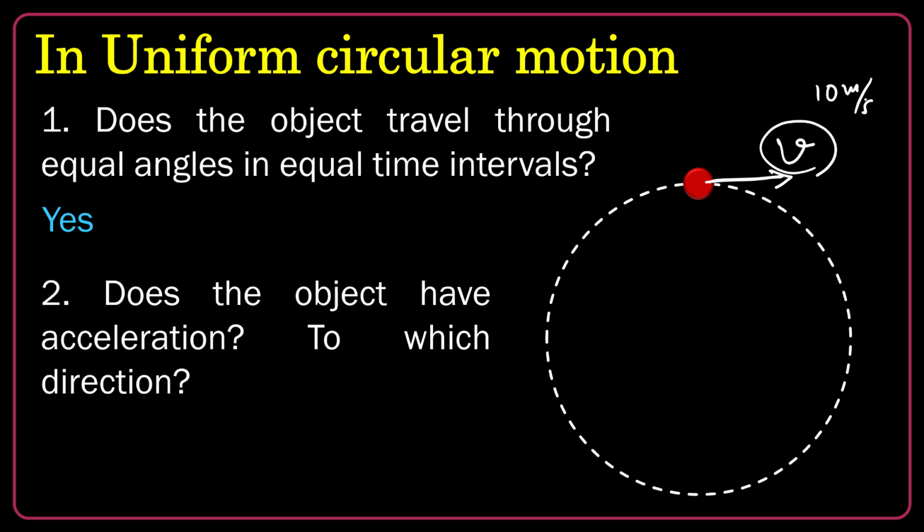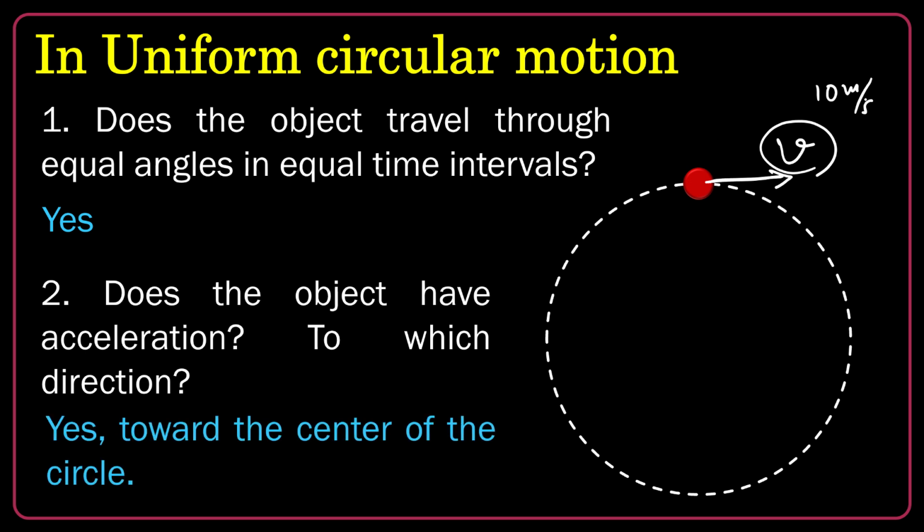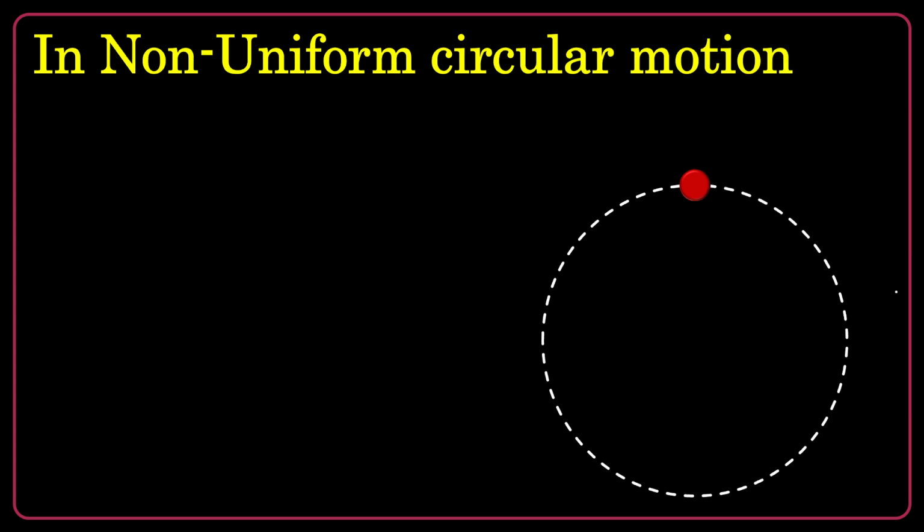Question number 2: does the object have acceleration? Yes, it does. To which direction? The only acceleration you can have, we learned it already, is the centripetal acceleration. Centripetal acceleration can be found as v squared over r, or r omega squared. We already passed this lesson in circular motion. If you want, you can have a review again. The link is available. Now let's proceed to the other one, non-uniform circular motion.